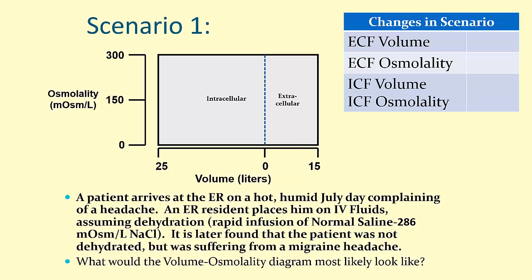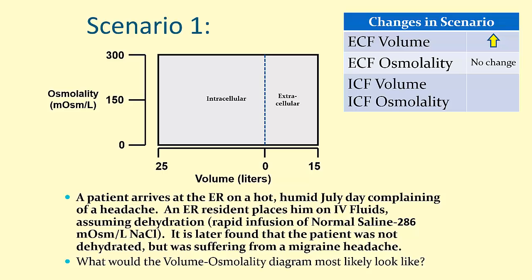The name normal saline is derived from the fact that the saline solution has an osmolality relatively normal to a patient's blood. Since we have added excess fluid to the patient's blood, the extracellular fluid volume would increase. However, since this fluid is relatively isotonic to the blood, there is no change in the extracellular osmolality.